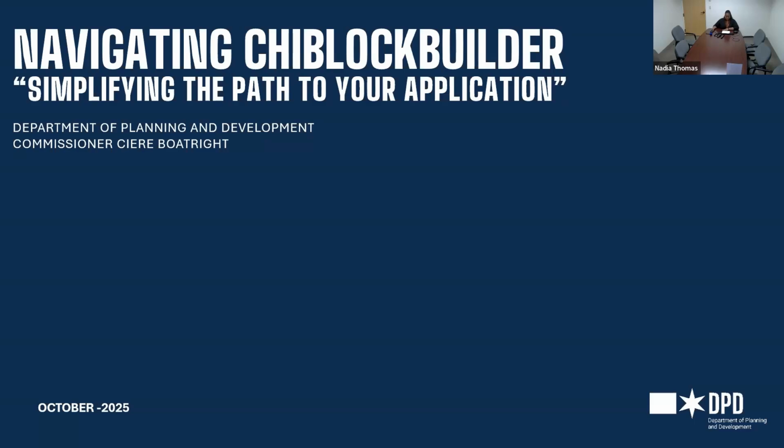Today, we're going to walk through ChiBlockBuilder, the City of Chicago's online platform for purchasing city-owned land. Our goal today is to make this process clear and approachable. We'll go over how to explore available properties, check eligibility, submit your application, and understand what happens after you apply.